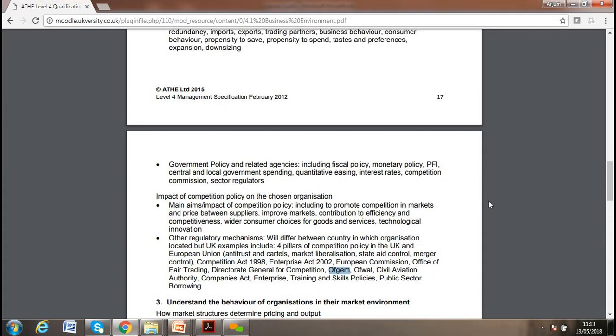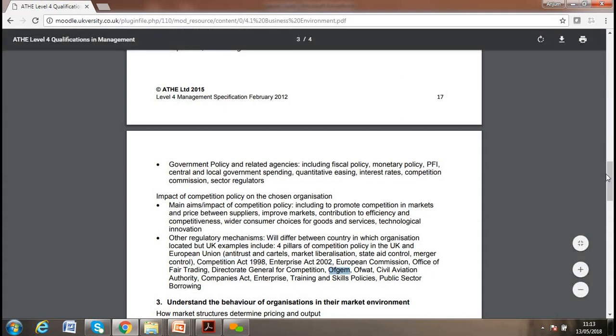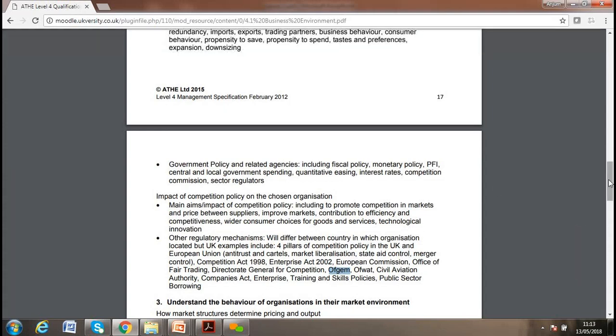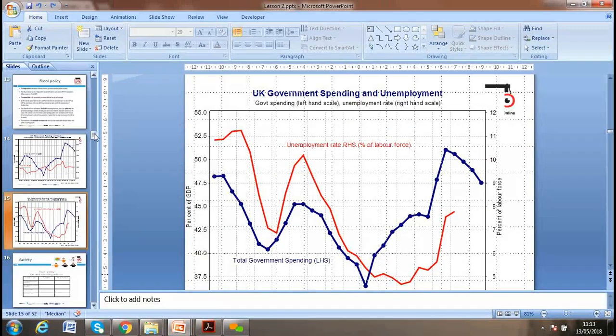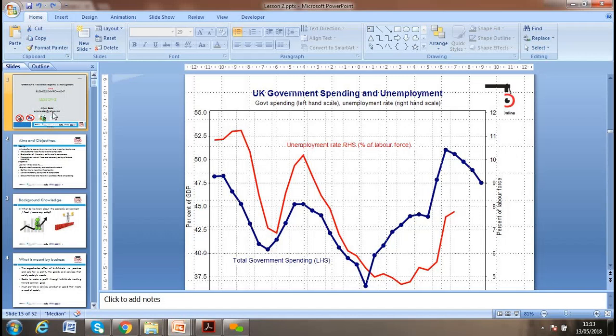The Companies Act, and Ofgem, the Office of Gas and Electricity Markets, which we'll go through as well. Our discussion will depend upon the nature of the organization, which sector or which company you're working in, and we need to look at the legislation that is relevant to them. So please, if you have any questions, you can email me.